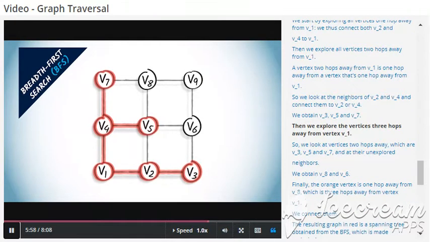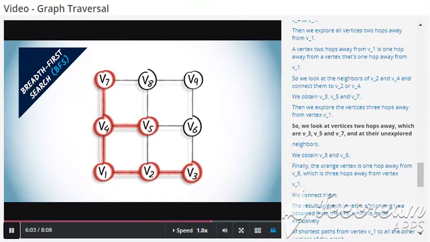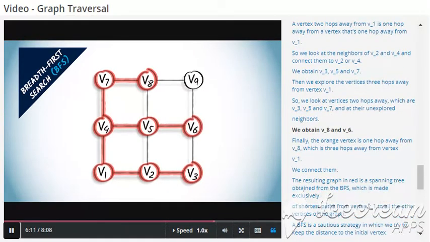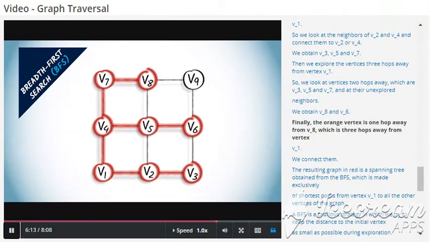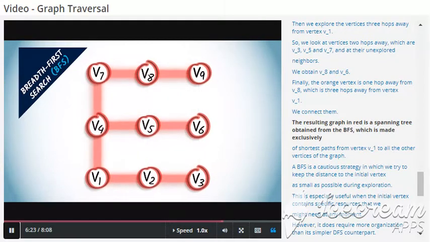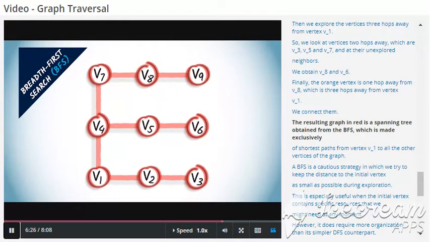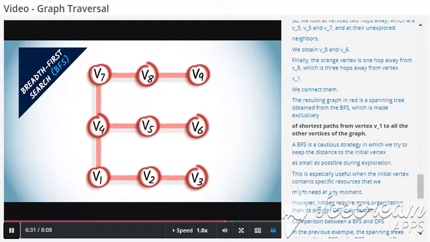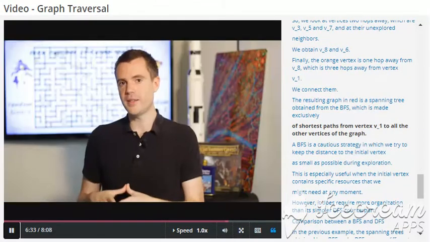Then we explore the vertices 3 hops away from vertex V1. So we look at vertices 2 hops away, which are V3, V5 and V7, and at their unexplored neighbors. We obtain V8 and V6. Finally, the orange vertex is 1 hop away from V8, which is 3 hops away from V1. We connect them. The resulting graph in red is a spanning tree obtained from the BFS, which is made exclusively of shortest paths from vertex V1 to all the other vertices of the graph.